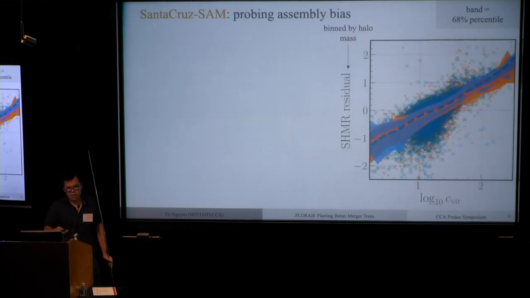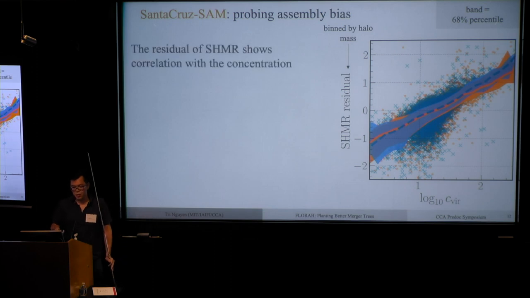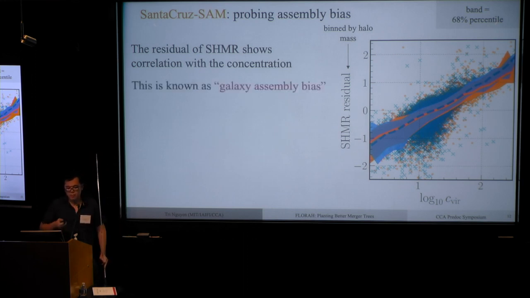Another thing you can do with this is probe something called the assembly bias. You can do so by plotting the residual of the SHMR, the stellar-halo mass relation shown in the last slide. You can see here that it shows a correlation with the concentration. This implies that there is some kind of dependency of the stellar mass beyond the halo dark matter mass, and this is known as galaxy assembly bias.